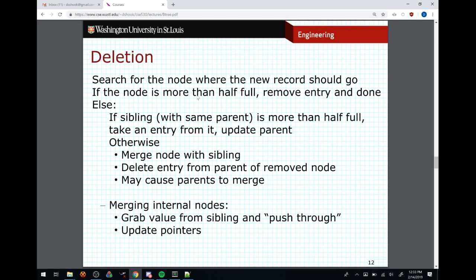Any questions about that part? Yeah. Well, I haven't been drawing them, but there are pointers here. They could be doubly linked. Yeah, absolutely. I think it would make life easier if they were. Any other questions? Okay.